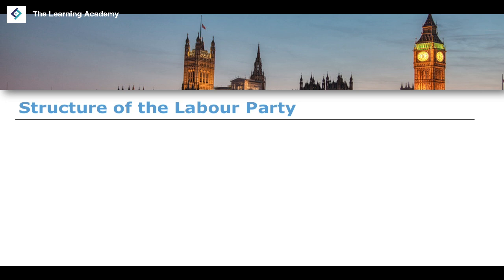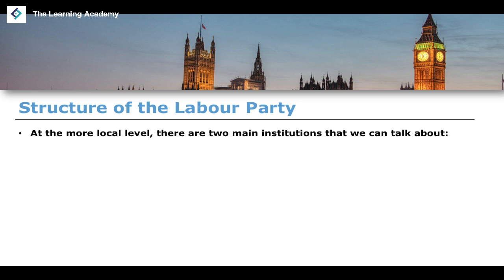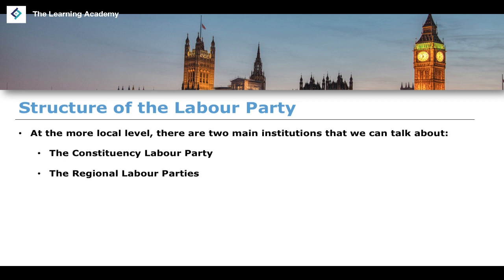Some might even say slightly more complicated, because at a more local level, there are two main institutions that we can talk about for the Labour Party. We have the Constituency Labour Party, and we have the Regional Labour Parties. The regional Labour parties act in a very similar way to the regional Conservative parties, for example, the Scottish Conservatives and the Welsh Conservatives. Very similar in that regard, we also have Scottish Labour and Welsh Labour as well.